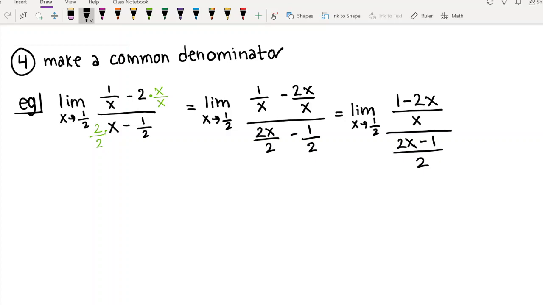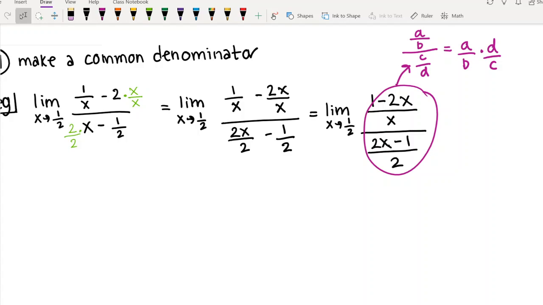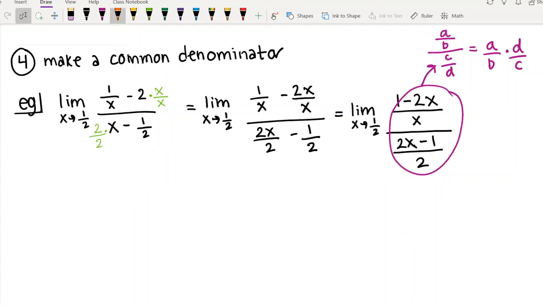Okay, so the next thing we're going to do is make use of a really, really important algebra fact. In general, when you have a situation like this, you want to use the fact that if you have A over B over C over D, that's the same thing as A over B times D over C, right? So dividing by a fraction is the same as multiplying by the reciprocal of that fraction. And so we're going to take this expression and rewrite it, instead of as a fraction divided by a fraction, as a fraction times a fraction. So we're now going to have 1 minus 2x over x times, and then we take the denominator and flip it over, and so we have 2 over 2x minus 1.